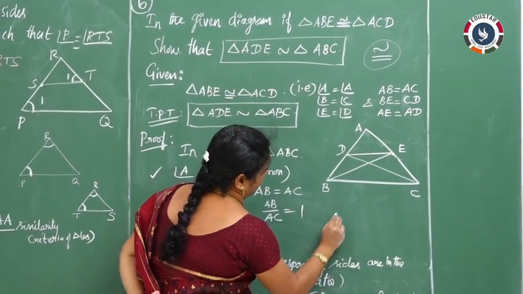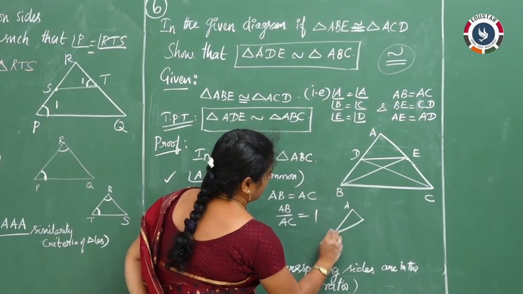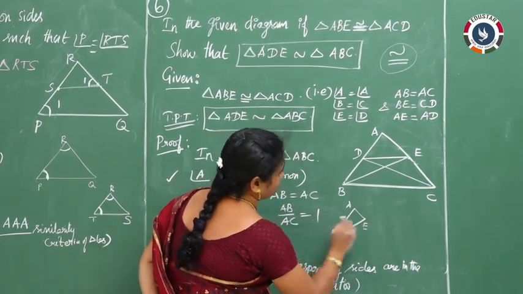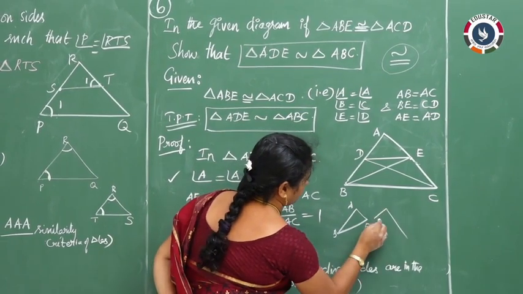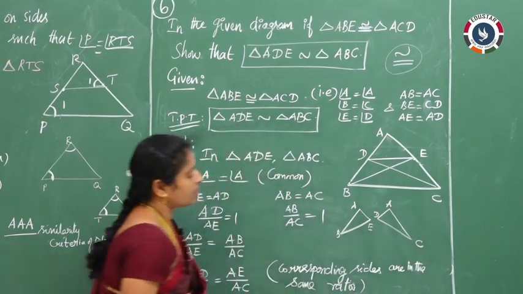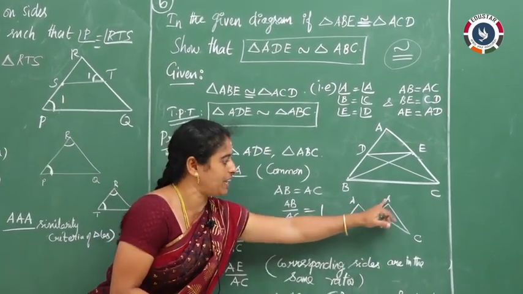Let me draw again here. ABE. If this is the triangle congruent to ADC. Can you understand this picture here? So ABE is congruent to ADC.